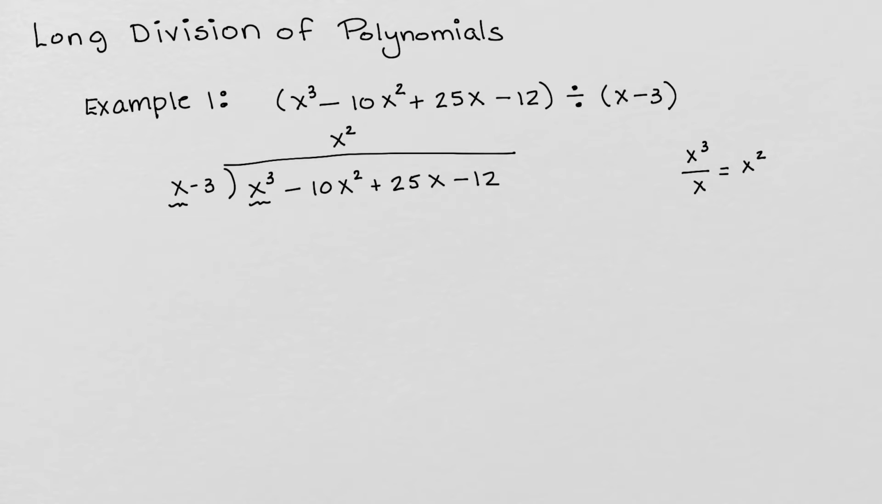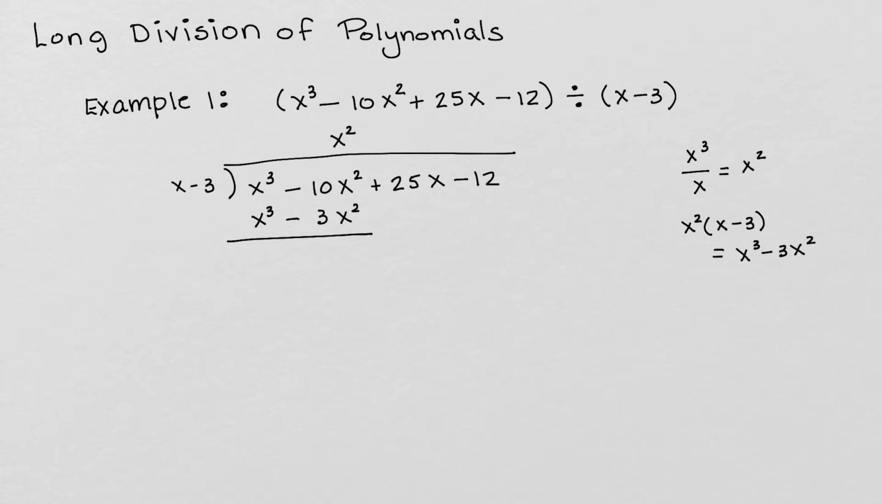And now I'm going to multiply that x squared by the x minus 3. And this gives me x cubed minus 3x squared. You don't have to do that off to the side, but if you find you're having trouble, that's an idea, a way of doing this. Okay, so now I'm going to bring down that x cubed minus 3x squared.